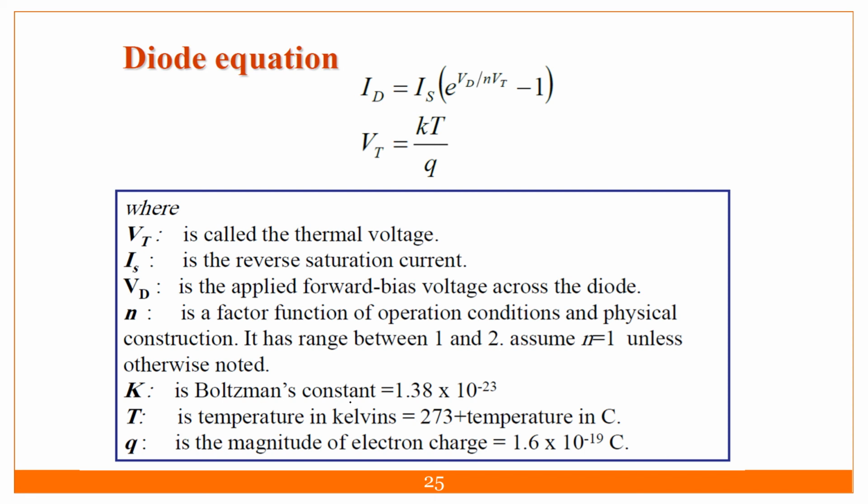k is the Boltzmann constant. We know its value is 1.38 into 10 raised to minus 23. And T is the temperature in kelvins, 273 plus the temperature, room temperature itself, 27 plus 273 means 300 kelvin. And q is nothing but the charge of the electron, that is 1.6 into 10 raised to minus 19. For electrons we mention minus 1. Okay, for holes it is plus 1.